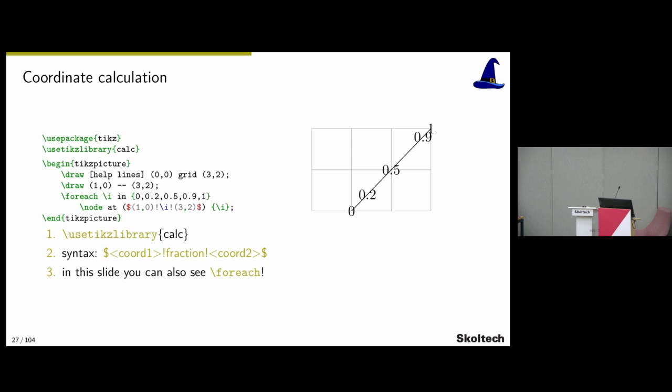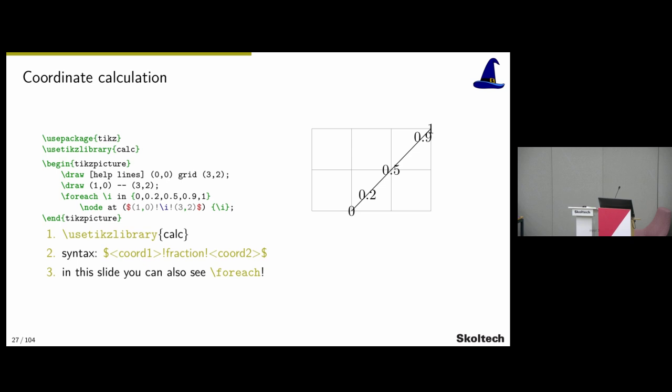Probably almost the last part before the task, right? So we have a special library, calc, in LaTeX, and this library can help us calculate coordinates, for example, on a straight line. So we want to draw such a thing. We first draw help lines, a coordinate mesh, with the first command. Then we draw the line that connects two points, 0, 1 and 3, 2.